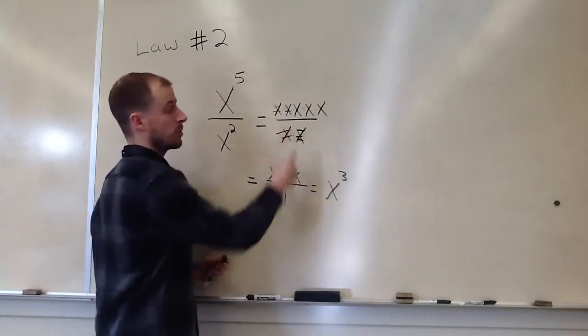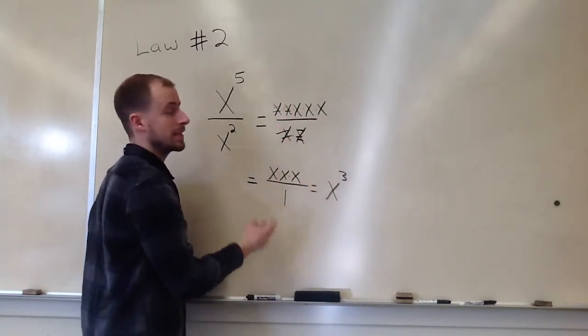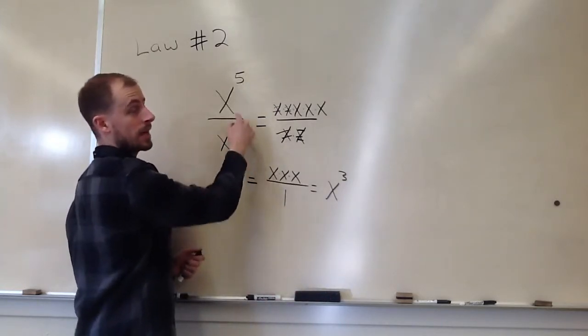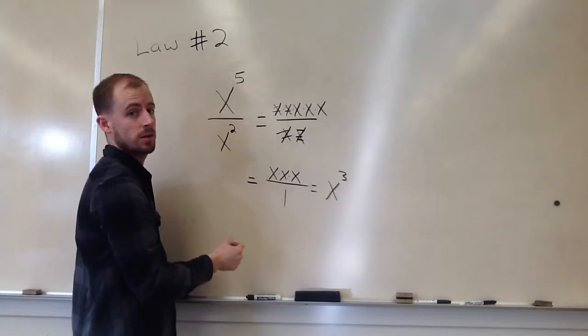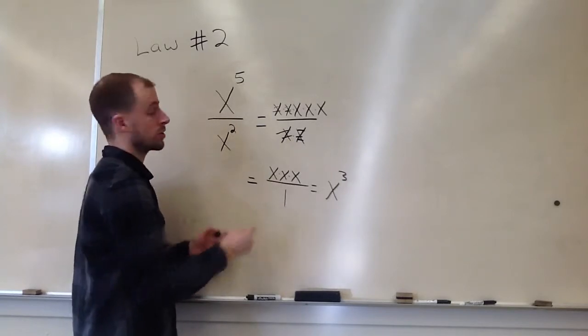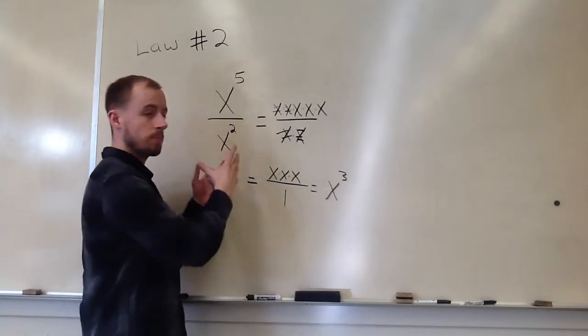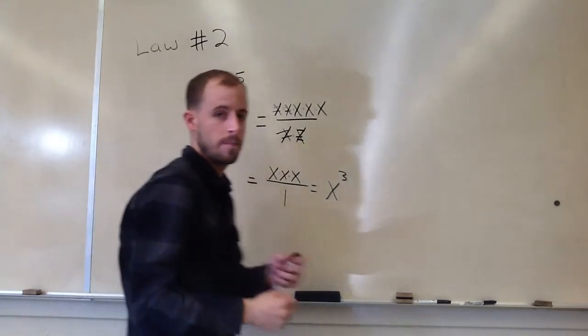So instead of doing all of that work each time, it's easier just to remember, okay, I'm dividing things that have the same base, subtract the exponents. That's all you have to worry about. You're subtracting simply the exponents. Next, I'm going to show you an example that has numbers in it and it looks a little bit more complicated.